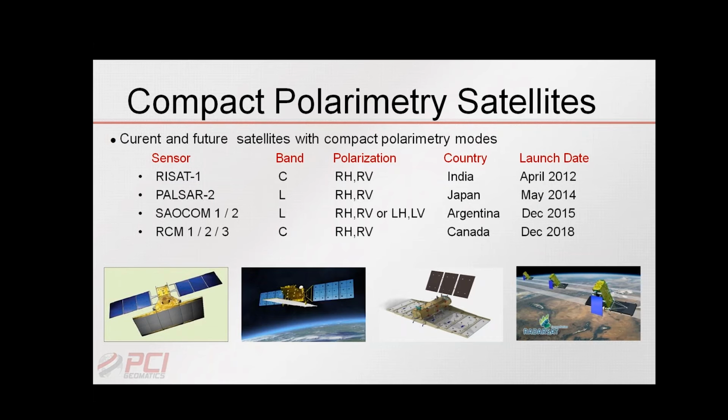Now, what are the current and the future satellites that will have an operational compact polarimetry acquisition mode? Actually, there are two sensors that are already in space that have such capabilities. There is the Indian RISAT satellite, and there is also PALSAR-2, the Japanese satellite, ALOS PALSAR-2. And both of them have the CTLR configuration. And in the near future, there will also be the Argentinian SAOCOM satellite and the Canada RCM mission, the Constellation. And right now, we're already supporting the RISAT satellite.